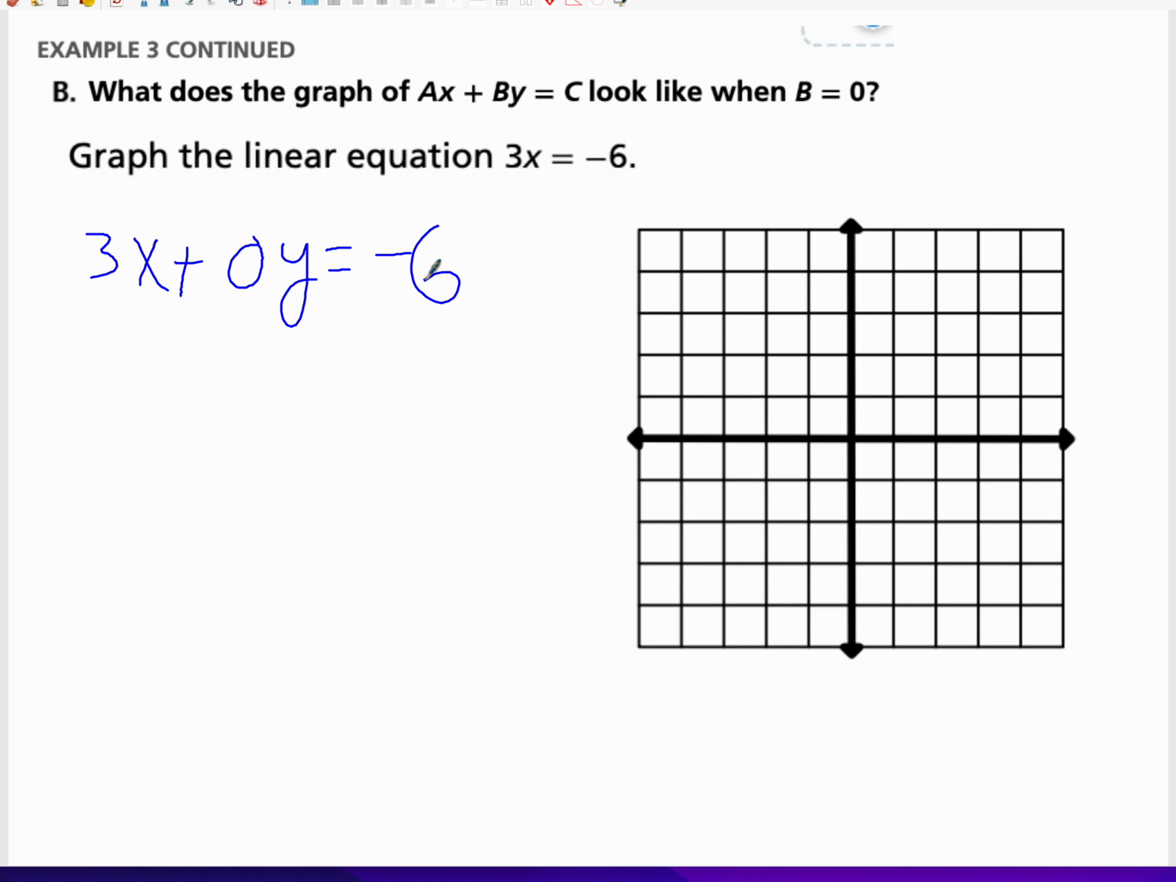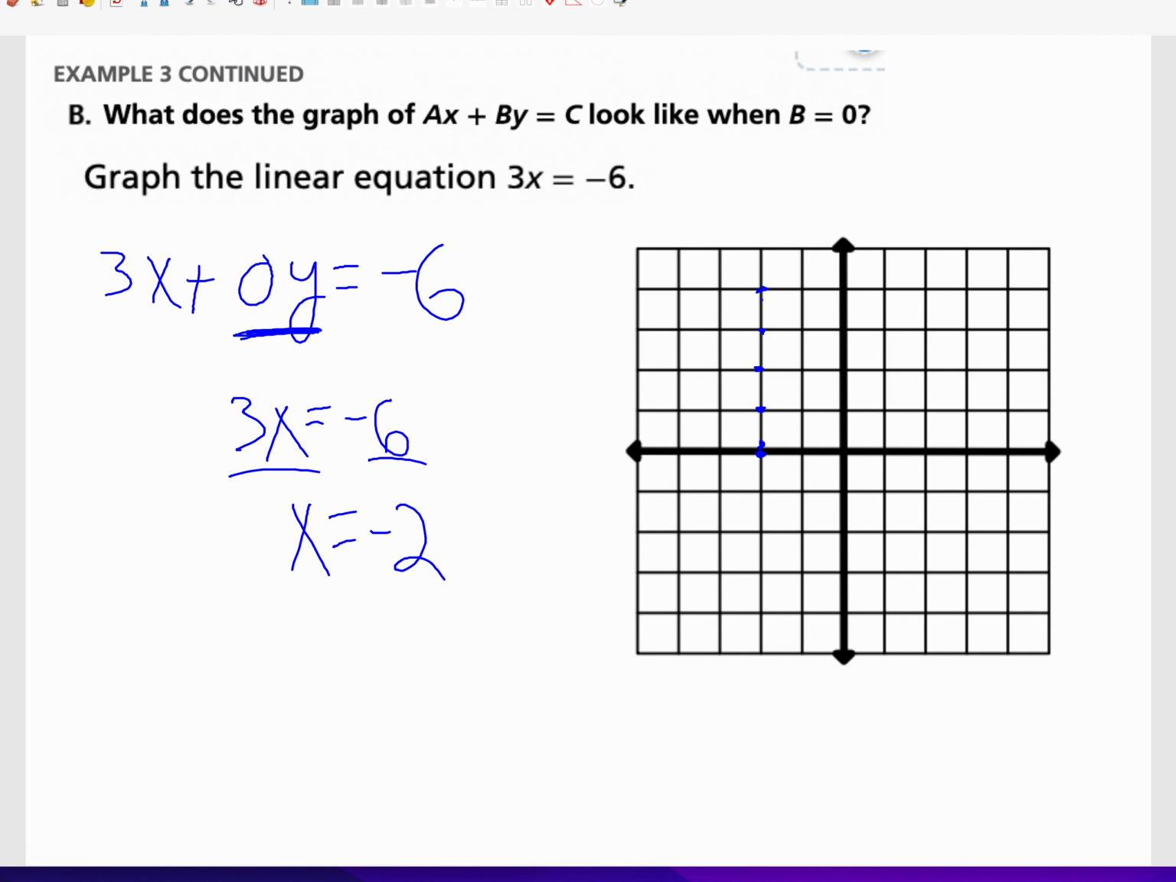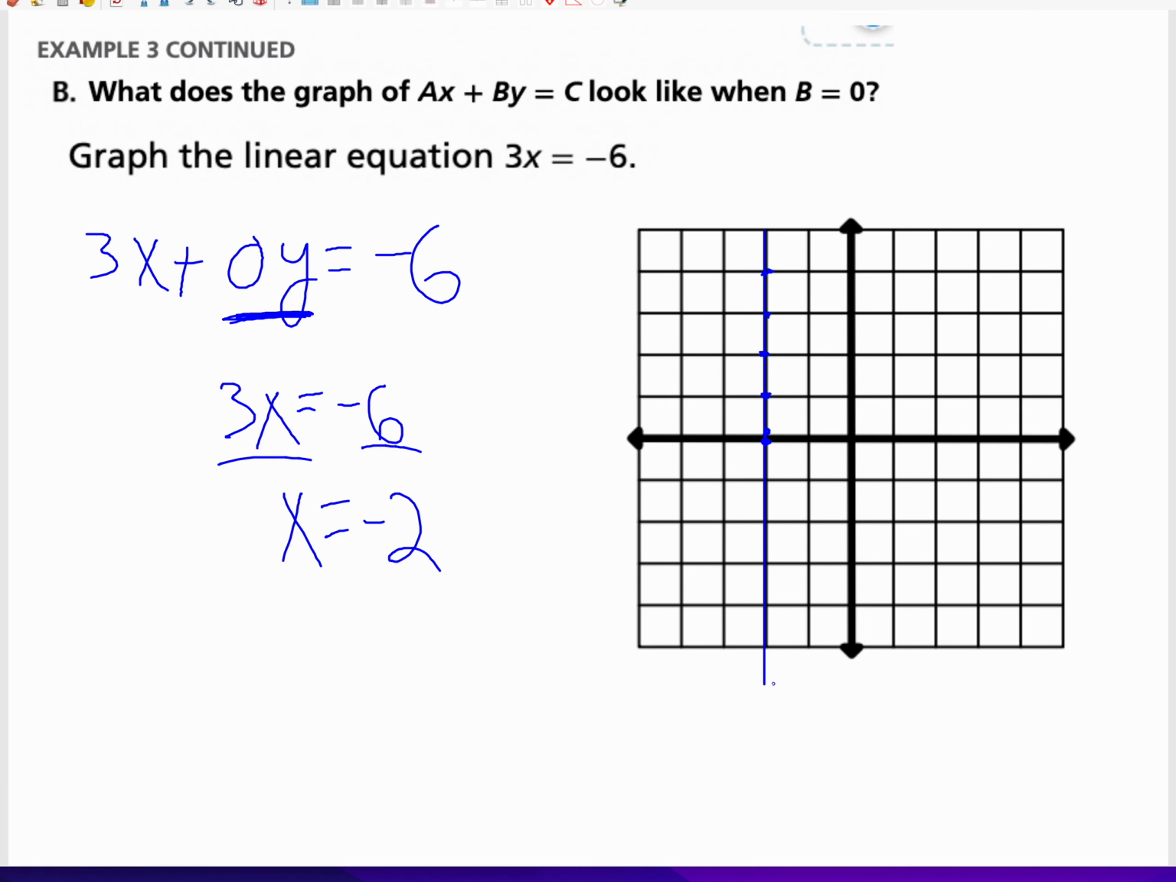Vertical. We did a horizontal line when the a value was 0, so when we make the b value 0, that means this goes away. We're going to have 3x equals negative 6, so x equals negative 2. I don't care what the y value is, y can be anything, but x has to be negative 2. So this would have an infinite slope. Some books say that, but I never have liked infinite as a description of slope. I prefer undefined.